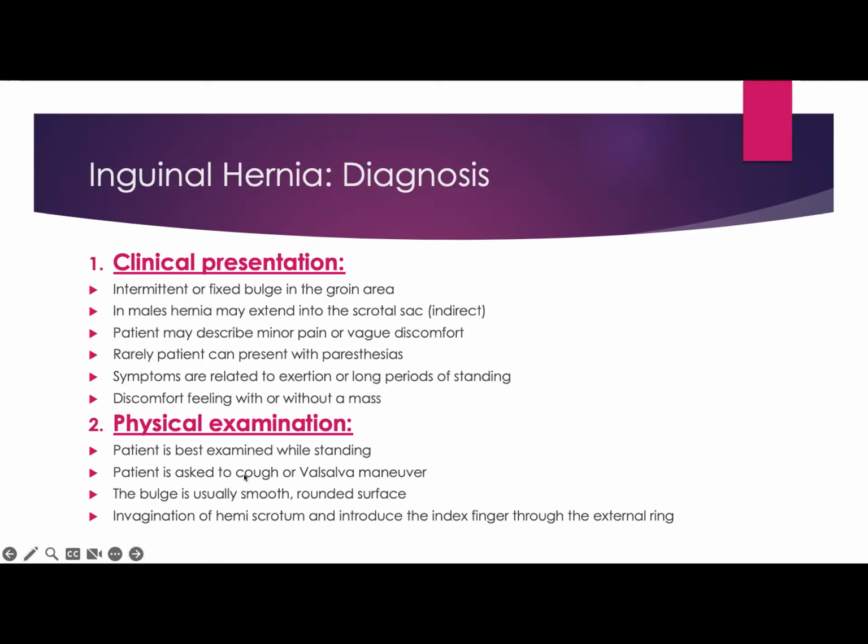Physical examination is best done while standing. We ask the patient to cough or do a Valsalva maneuver in order to increase the abdominal pressure. And the bulge usually has a smooth, rounded surface. There would also be invagination of the hemiscrotum, and we introduce the index finger through the external ring in order to see if there is bulging or not.